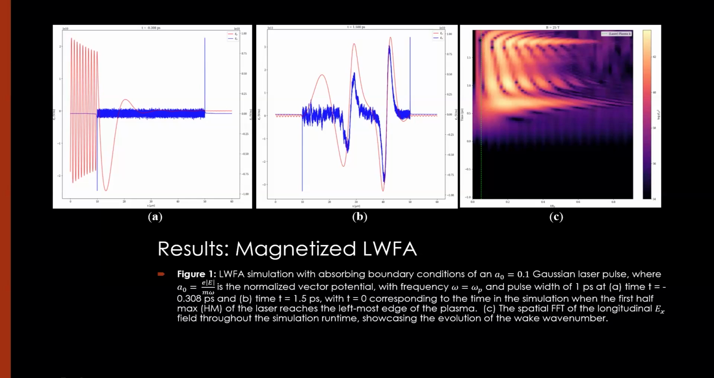What are the axes on these graphs? So this is space. We have a plasma that's 40 microns thick. It's going to go from 10 microns to 50 microns. So this is the plasma here. And then this is the magnitude of the electric field. And then this is a one-dimensional FFT over space. So here we have the wave numbers. Here's the time evolution of the simulation.